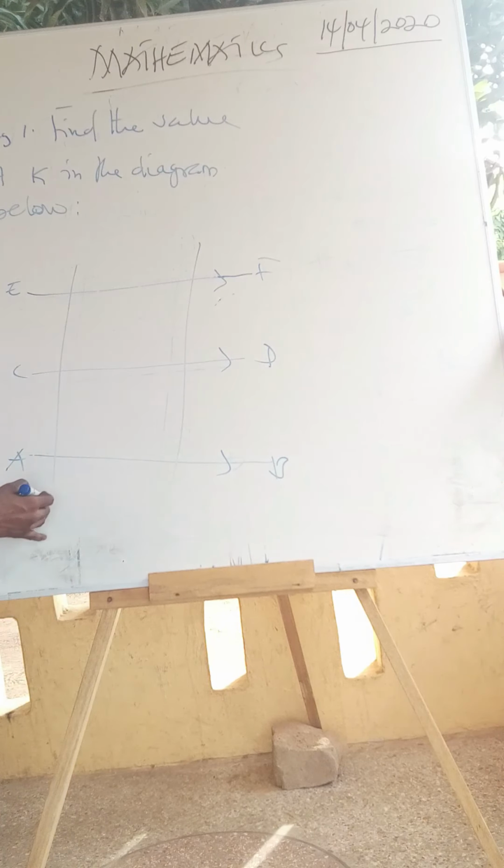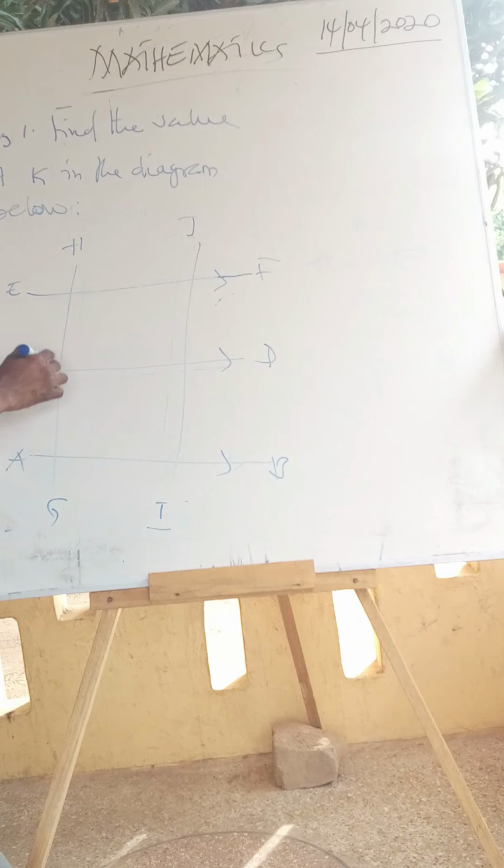Now the length of CE is 5 meters. 10 meters. 3 meters.